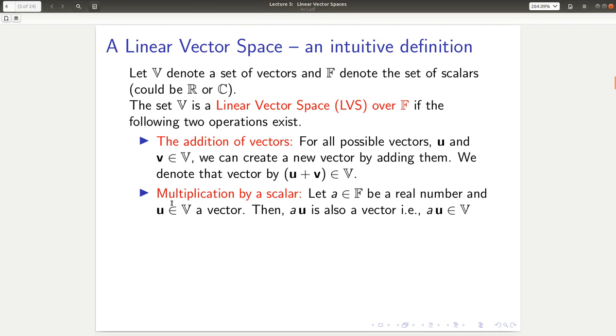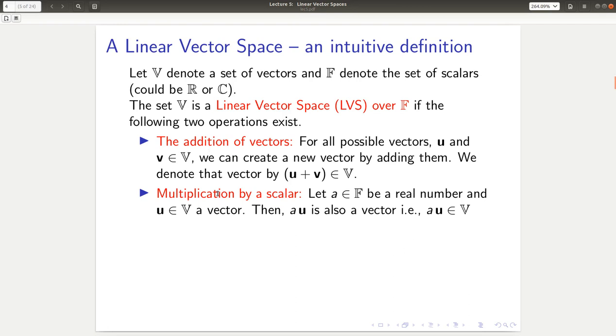The second operation that we have is multiplication by a scalar. Let a belong to F. It's not a real number, but just a scalar. There's a typo here, and u is a vector. u could be any vector. Then a times u is also a vector. So these two operations will not take you out of the set, but will give you another element in the set. This is the key idea.